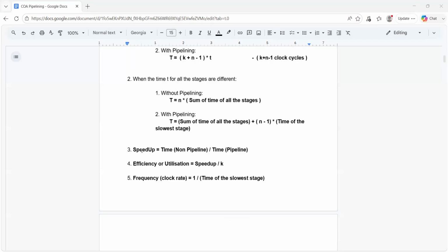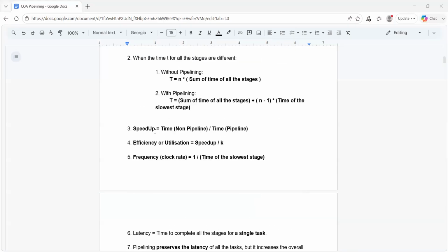These are the main formulas of pipelining. Other formulas: speedup is equal to the time of non-pipeline divided by the time of pipeline. Next is the efficiency of utilization, which is speedup divided by k, which gives the efficiency of the whole system. Frequency, also known as clock rate, is equal to 1 divided by the time of the slowest stage, which is usually said to be the clock rate of the pipeline system, and the time is considered to be that of the slowest stage here. It is also generally said that speedup is approximately equal to the number of stages.